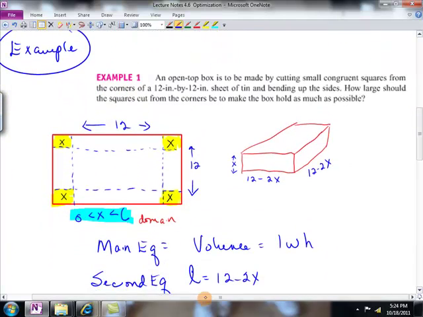All right, an open top box is to be made by cutting small congruent squares from the corners of a 12 by 12 sheet of tin and then bending up the sides. How large should the squares cut from the corners be to make the box hold as much as possible?